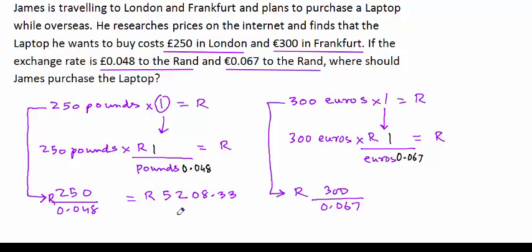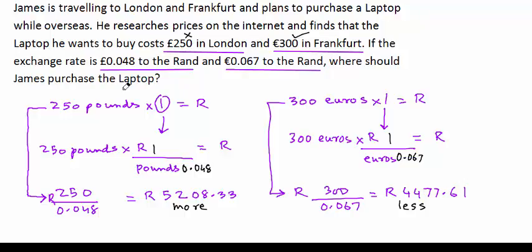So this is equal to 5,208.33 rand. That's the same as 250 pounds. And on the other side we have 4,477.61 rand. So as we can see, this is more and this is less. So even though this number 300 is more, as it turns out 300 euros is less. So this is a better buy as compared to £250 in London.